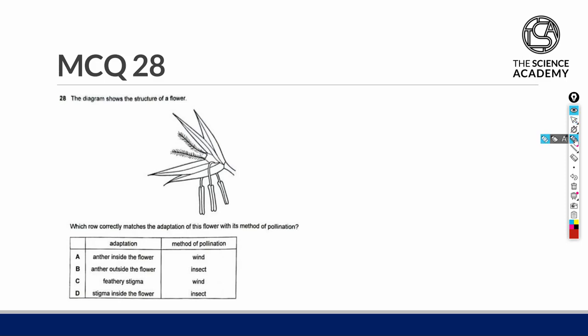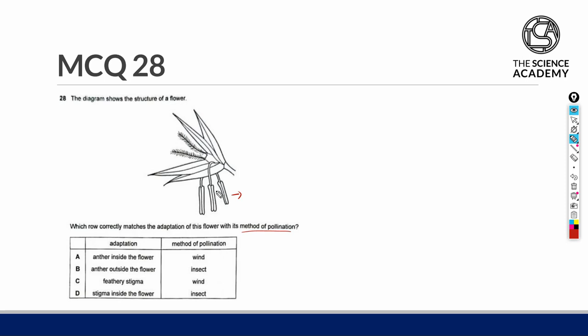Question 28. The diagram shows a structure of a flower. Which row correctly matches the adaptation of this flower with its method of pollination? So some methods of pollination include insect pollination or wind pollination. And in this diagram, we see the first structural adaptation as the anthers being located outside of the flower.